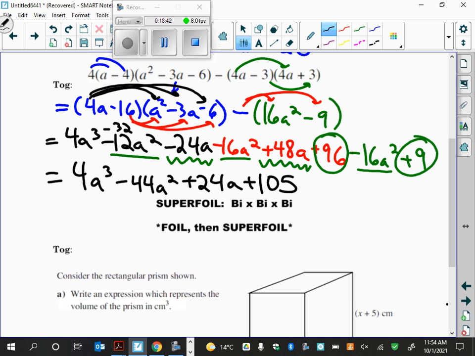I got messed up on... I FOILed the 4a negative 3 4a. Oh. Okay, and if you do that, you'll get these extra arrows here. You'll get 12a, subtract 12a, and they're just going to cancel anyway, because 12 subtract 12 is 0. But try not to do that. It's just a waste of time.